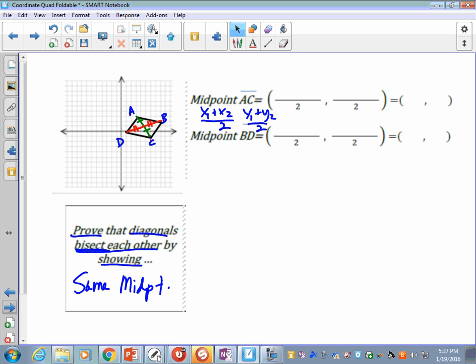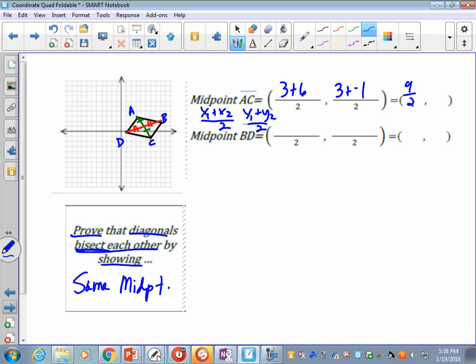All right, so if I can prove that the midpoint is the same for both diagonals, then I'm proving they're bisecting each other, and then I'm proving that it's a parallelogram. So we want to check that they have the same midpoint. I'm going to check the midpoint of AC. When we do the midpoint, we take the average of the x's and the average of the y's. So our x's are 3 plus 6, I'm going to take half of that, and 3 plus a negative 1. This comes out to be 9 over 2 and that is a negative 1. Or we can simplify that as 4.5 and negative 1. Either way I would accept, okay?